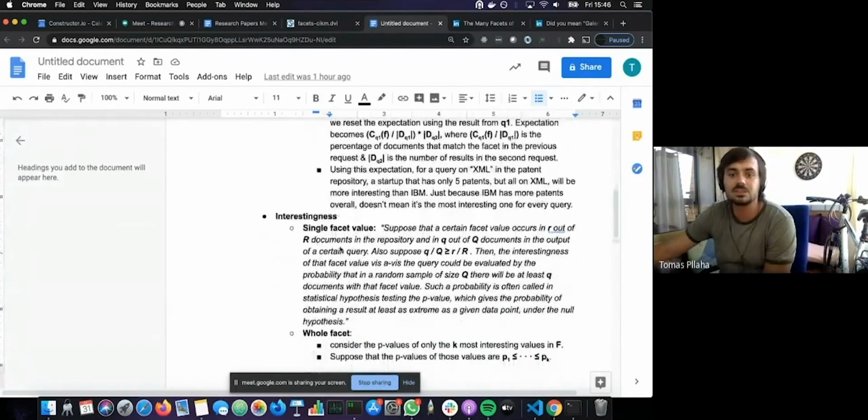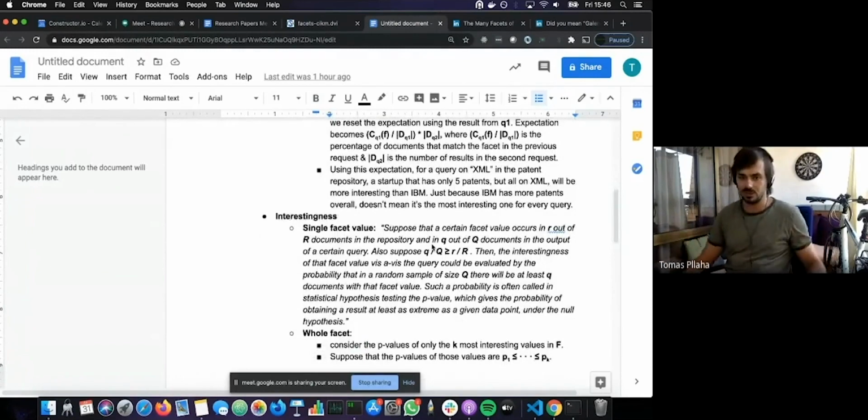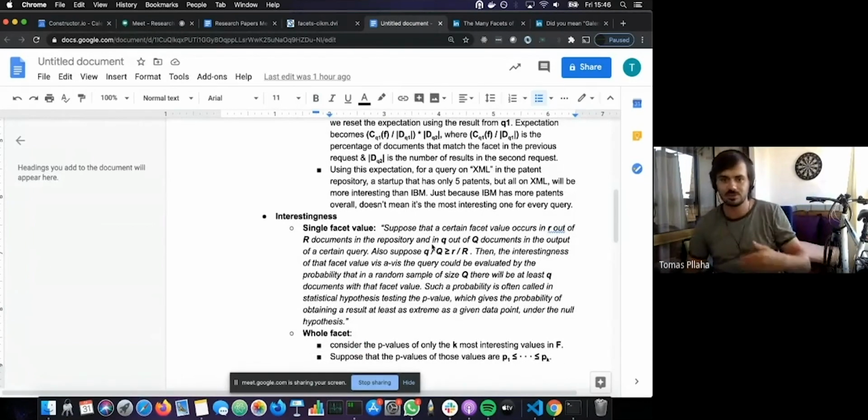Cool. And then interestingness. So now, how do we quantify how surprised we are? Because I gave some examples, but how do we quantify it? I just copy-pasted this from the paper, because this is a pretty clear explanation in my opinion.